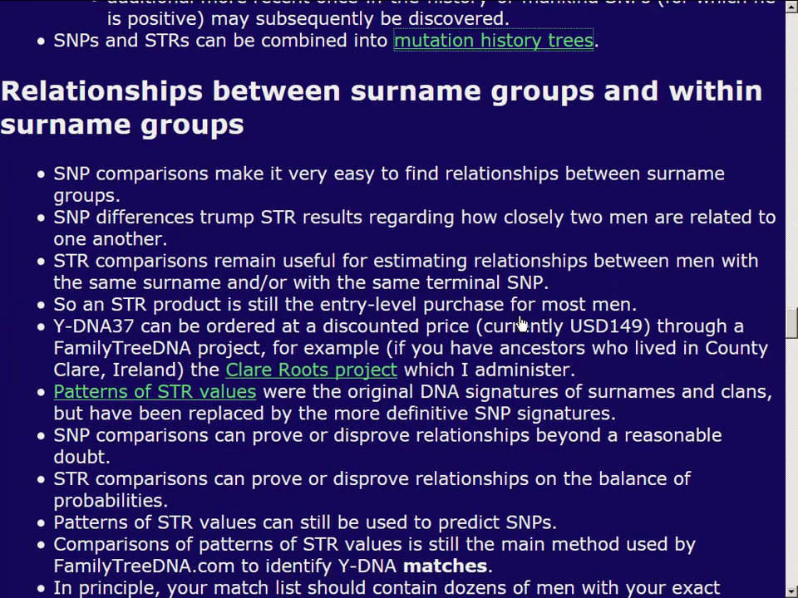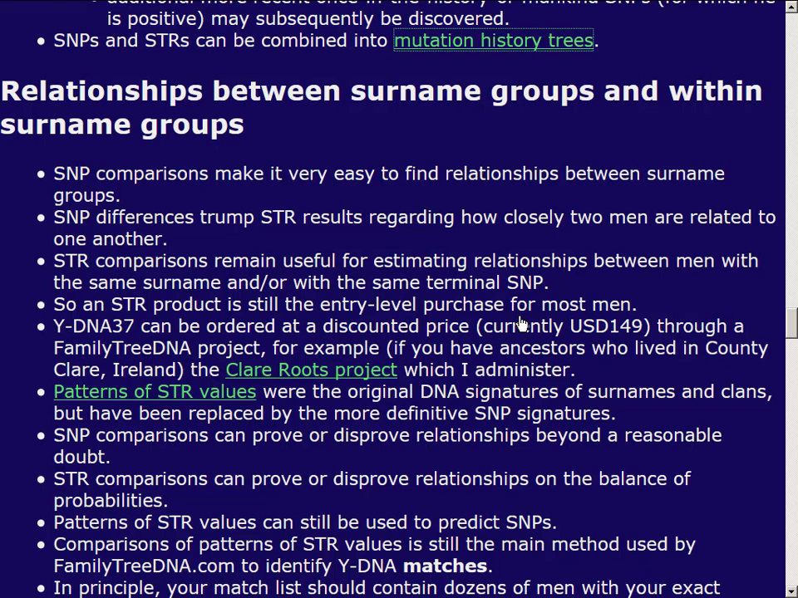So how many of you have done SNP testing? Handful. So I strongly encourage the rest of you, talk to your project administrators, talk to me if you want, and we'll work out single SNPs or SNP packs that you can order, or go the whole hog, the Big Y for $649. I can organize a discount code off that for you through the DNA Outreach Ireland project. And we may discover new science, new mutations that haven't been seen before that are hiding away in your Y chromosome.